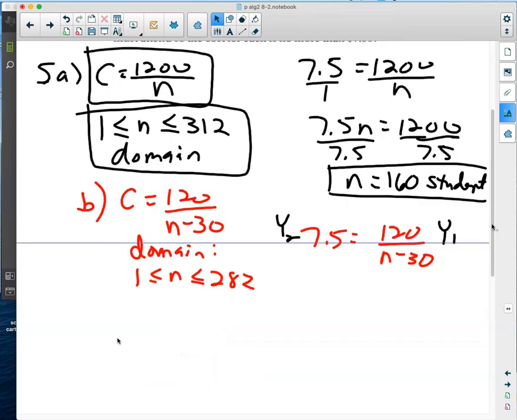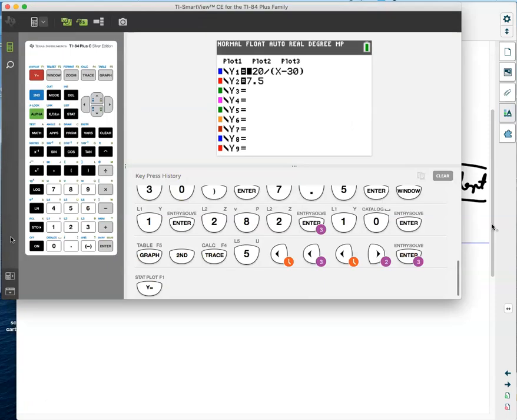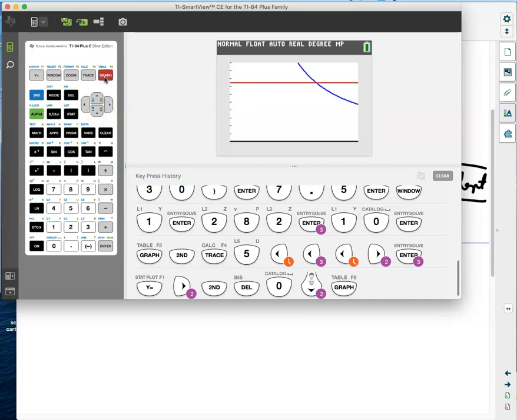And let me fix my 120 was supposed to be 1,200. I found that out when I was missing a 0 up here. So let me insert that extra 0. 1,200 divided by x minus 30 over 7.5. There we go. And we can see it's been shifted to the right.